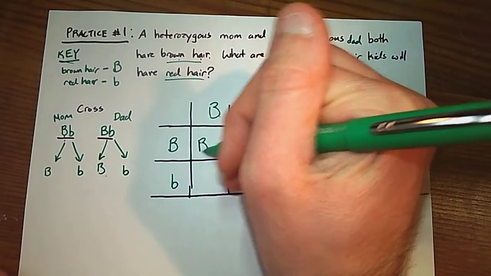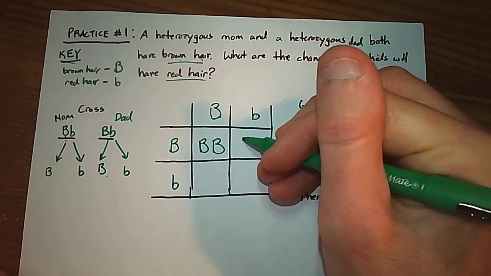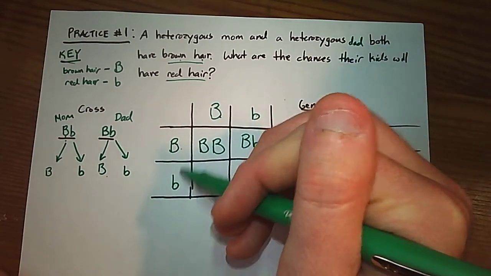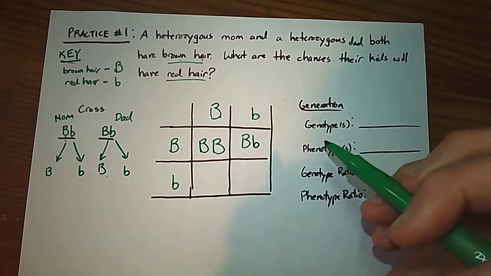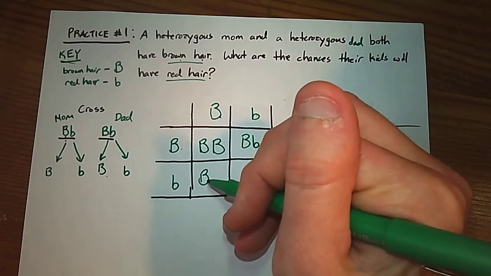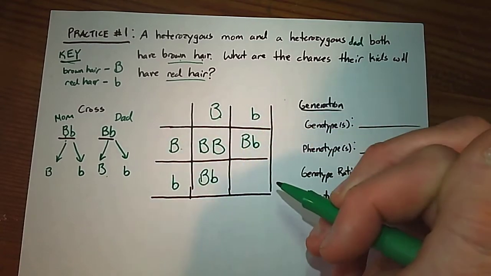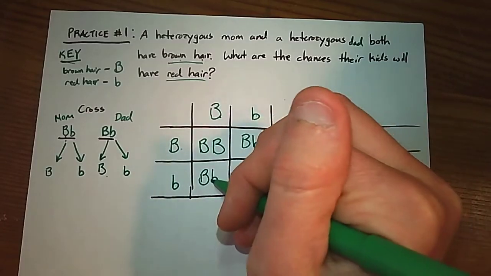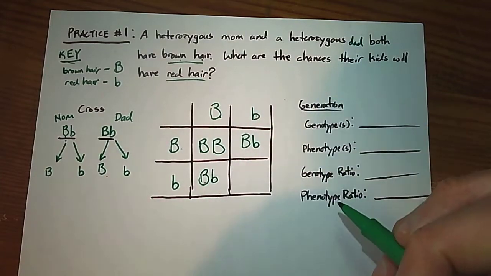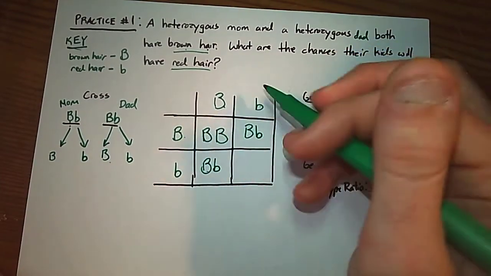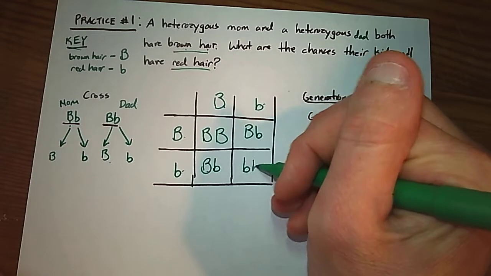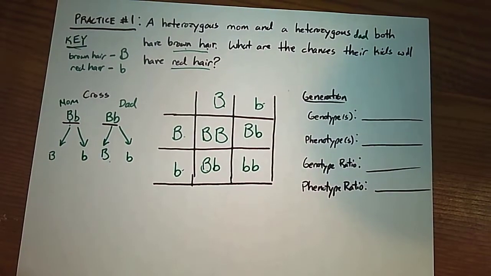Big B here, big B here, big B here, little b. Now you could do little b, big B, but the standard convention is to always put the uppercase one first. If you didn't do it, it would be totally fine. The order really doesn't matter, but we always like to put the uppercase, or dominant, one first. And then little b, little b, little b, little b. So then there is my Punnett square.